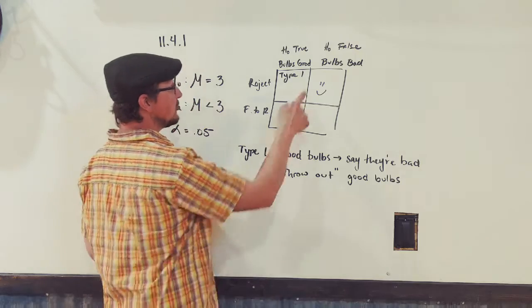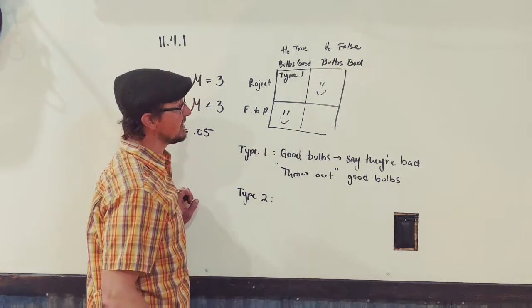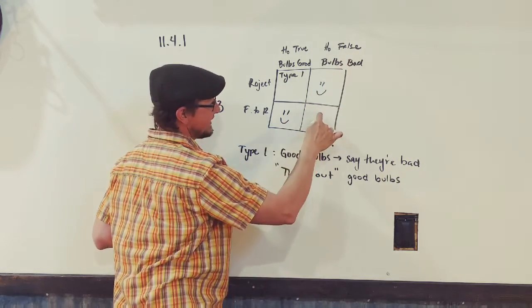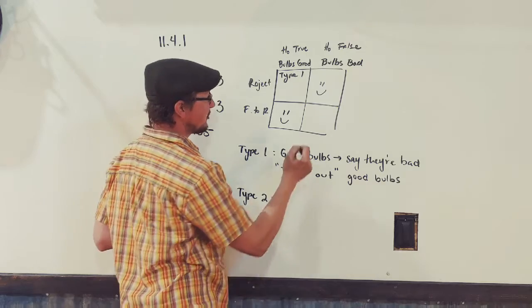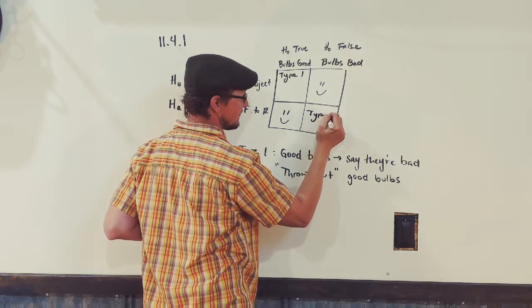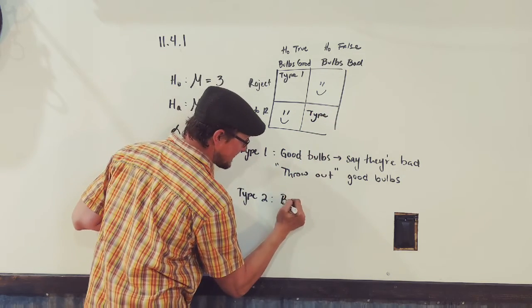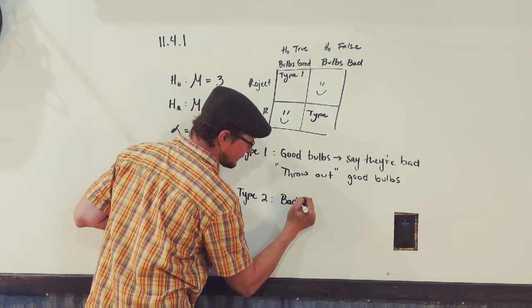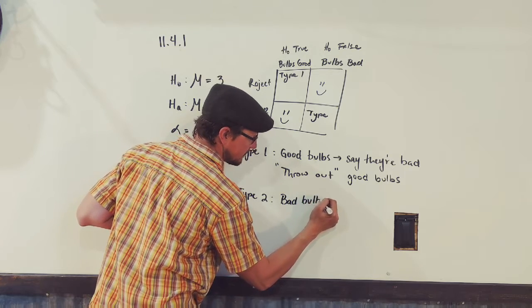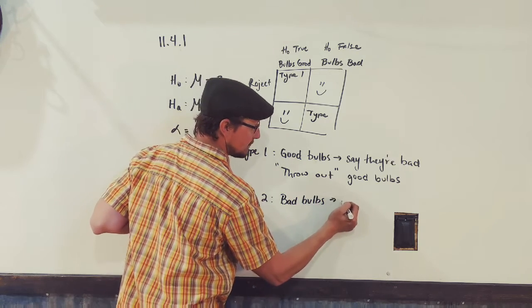What happens in a type 2 error? In a type 2 error, here's the reality of the situation. The bulbs are bad, but we fail to reject. We've got bad bulbs, but we say they're good.